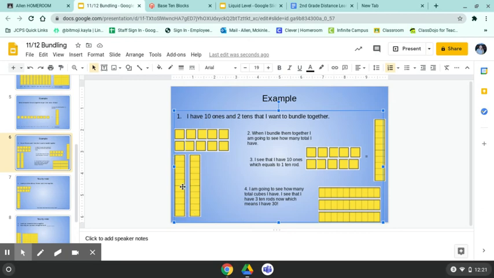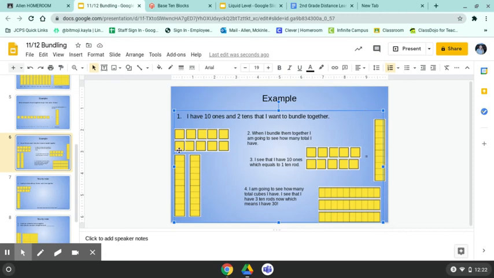There's my 2 tens. I'm going to go ahead and bundle my 10 ones together and make it a 10 rod. It's the same thing if you add them all together, but it's just easier. So I made this into a rod of 10.